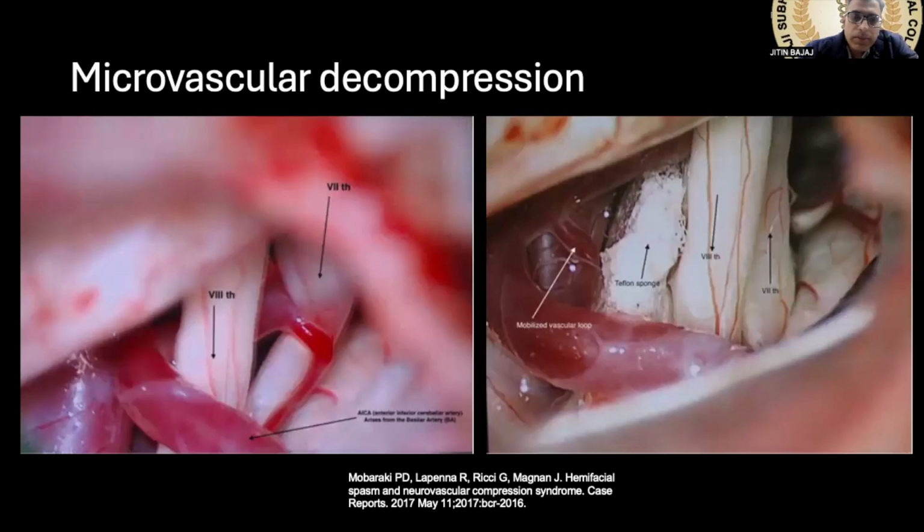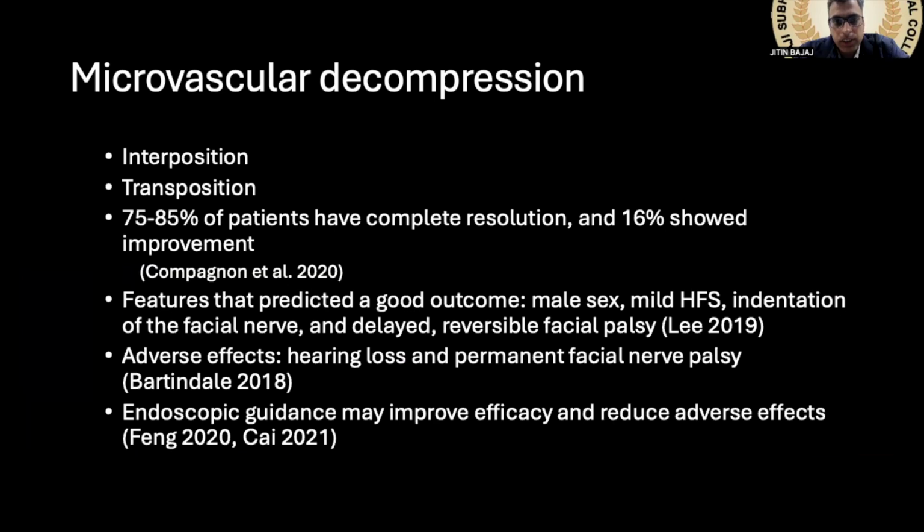Microvascular decompression is the definitive treatment for hemifacial spasm, and this can lead to permanent cure of the condition. What you are seeing here in the first picture is a vessel which is compressing and indenting the seventh nerve. And in the second picture, you are seeing a Teflon sponge being interposed between the vessel and the seventh nerve. This typically relieves the pressure on the seventh nerve, and that leads to cure of the condition.